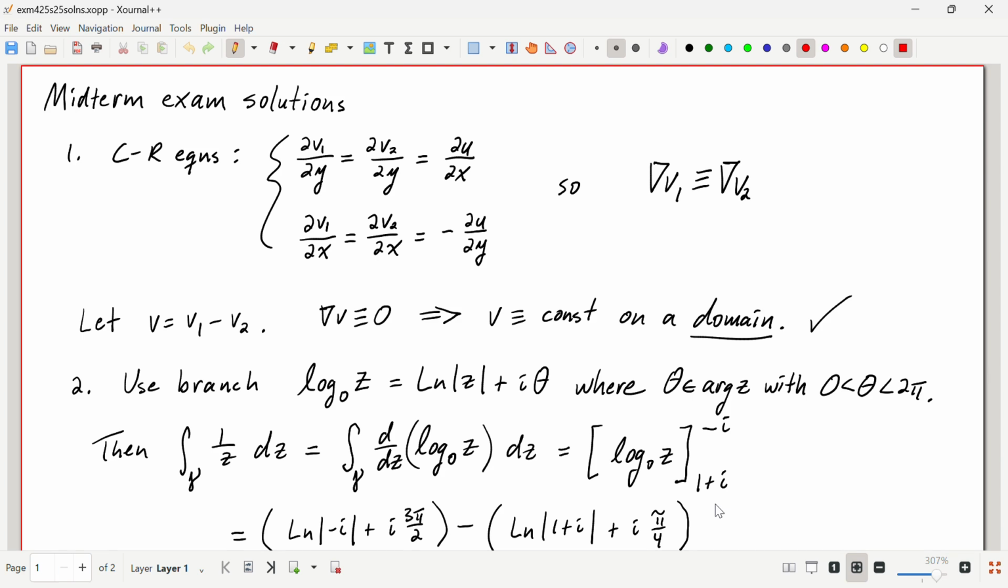And of course, the Cauchy-Riemann equations are key here. If you have two of them, then you write the Cauchy-Riemann equations and see that the partial derivatives of those two functions, call them v1 and v2, would be the same. So a part of the problem was to write down the Cauchy-Riemann equations correctly and deduce that fact. So that means the gradient of v1 is the same as the gradient of v2 on the domain. And so if you let v be v1 minus v2, the gradient of that v would be identically 0.